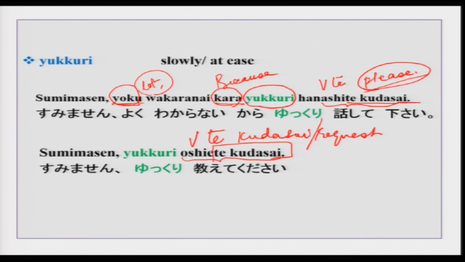Is it all right? I hope you understand this. Te kudasai, te imasu, yukkuri, kara, yoku, all these. So, over here you can give reason also for this request. Sumimasen. Yoku wakaranai kara. Yoku kikoenai kara. I cannot hear very clearly. So, yukkuri oshiete kudasai.